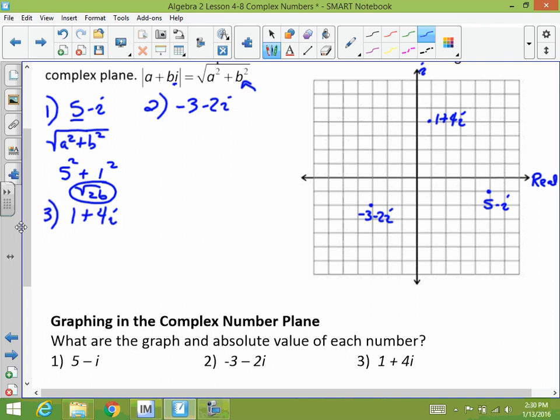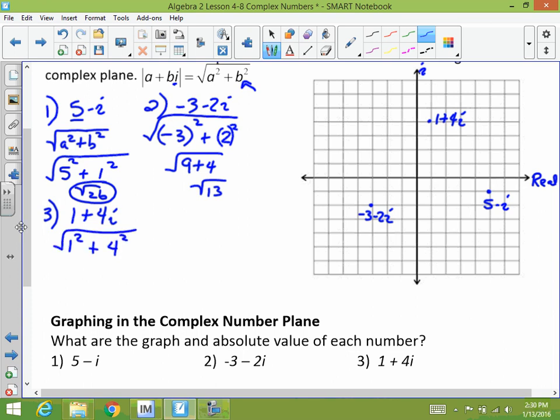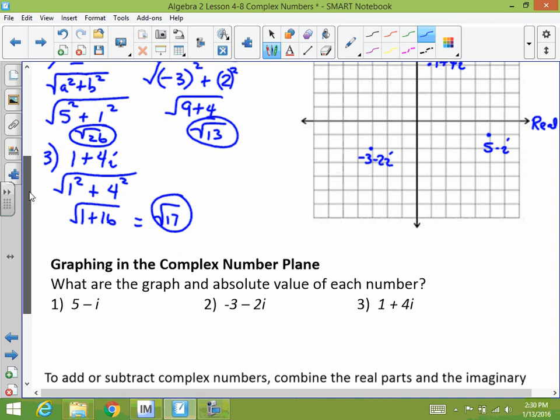Number 2 will be negative 3 squared plus 2 squared. Now, it doesn't really matter if they're negative or positive, because as you can clearly tell, once you square it, it's going to be positive anyway. So this is going to be 9 plus 4, which is the square root of 13. Number 3 here, we're going to have 1 squared plus 4 squared. So that's going to be 1 plus 16. So that's going to be the square root of 17. So that's how to graph those, and that's how to find the absolute value. Not a complicated system. Okay, so we did those three.